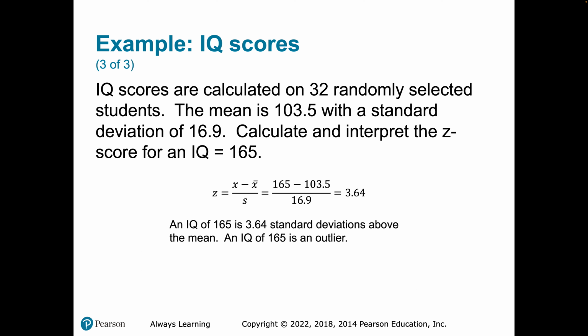Now, I'll go into more depth on this in just a second, but anytime we have a z-score that's above 3 or below -3, then we classify that as an outlier. So since 3.64 is clearly above 3, we would say that an IQ of 165 is an outlier.